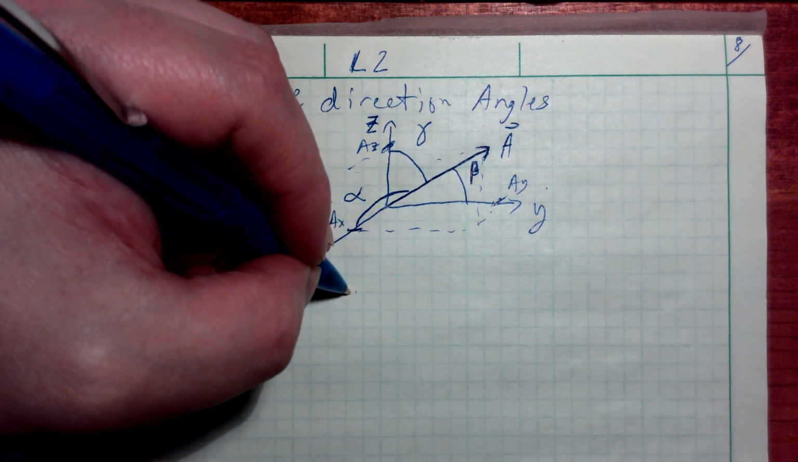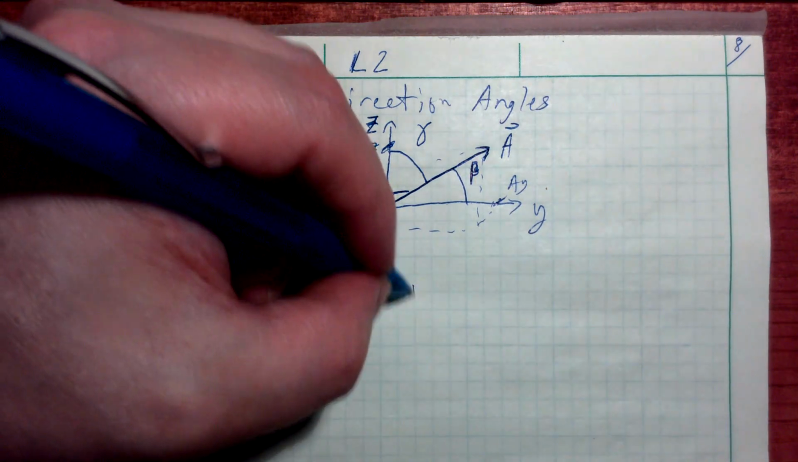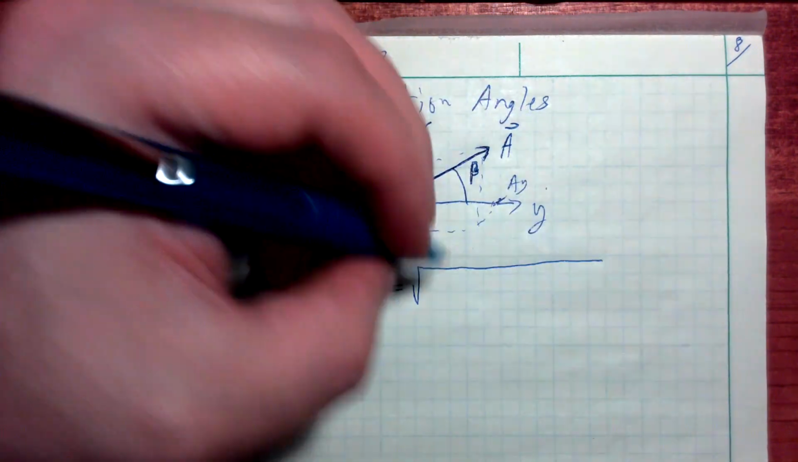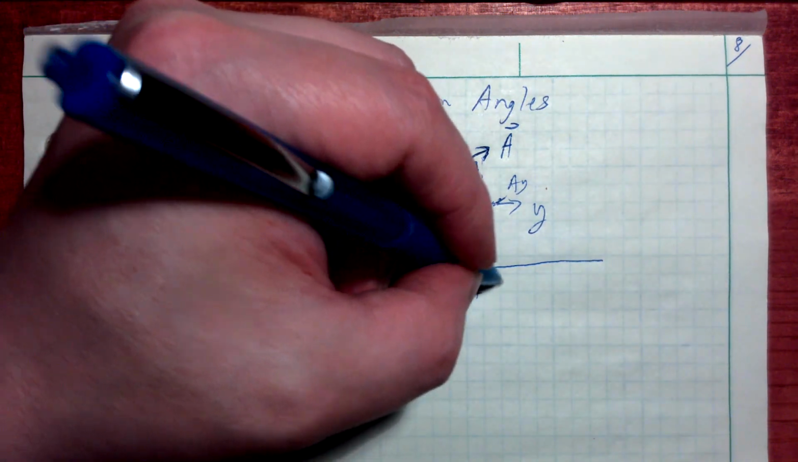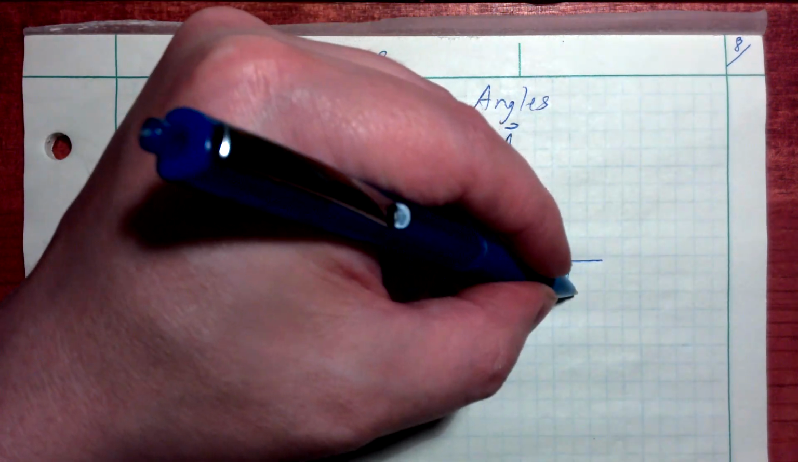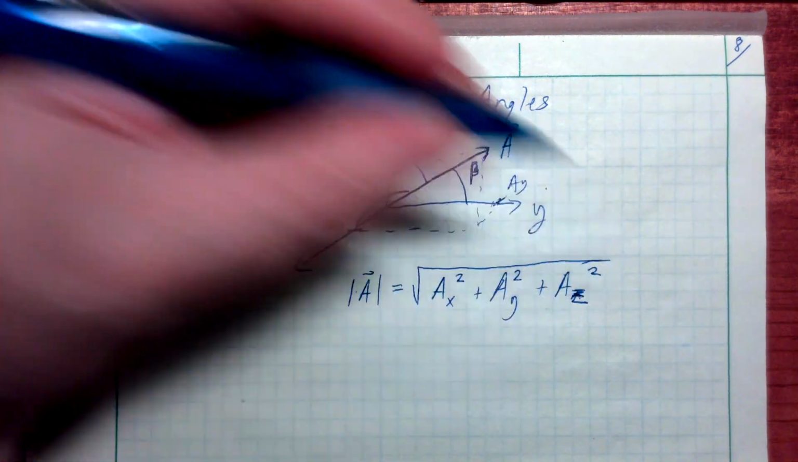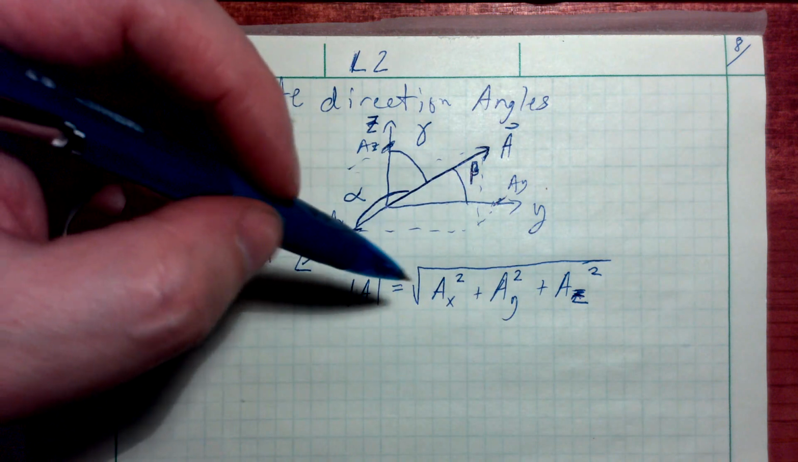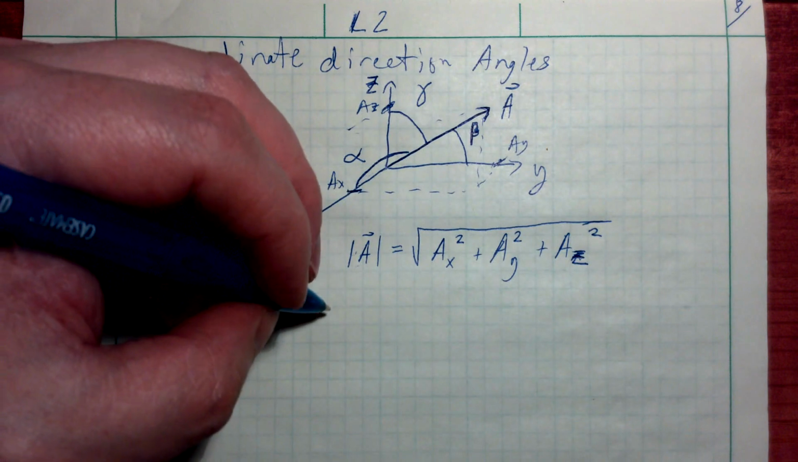Right? The lengths of those, the magnitude of vector A, we could find with Pythagorean theorem. That'd be the length of A in the x direction squared plus the length of the vector A in the y direction squared plus the length of the vector in the z direction squared. If I square all these terms, add them together, and take the square root of that sum, that gives me the length of vector A, the magnitude of vector A. And then I can find these angles by a cosine.